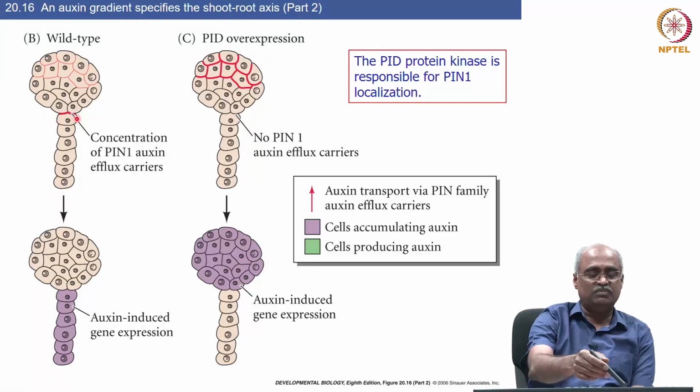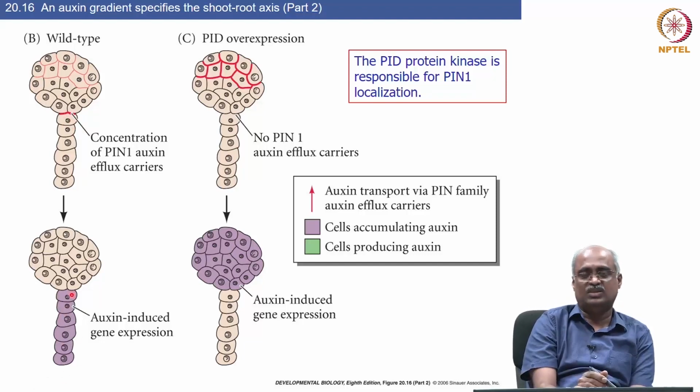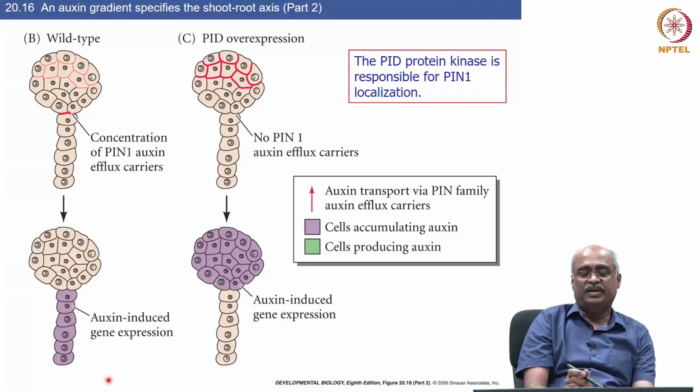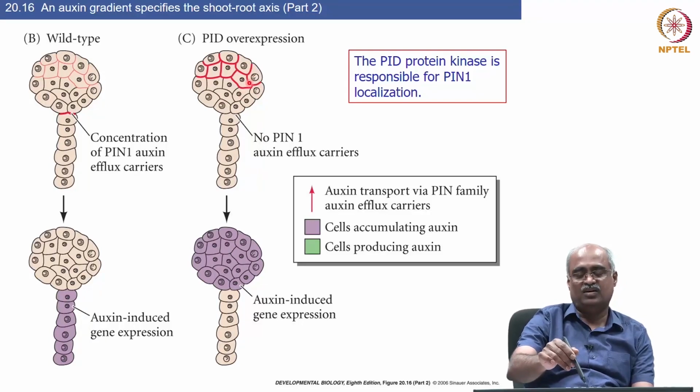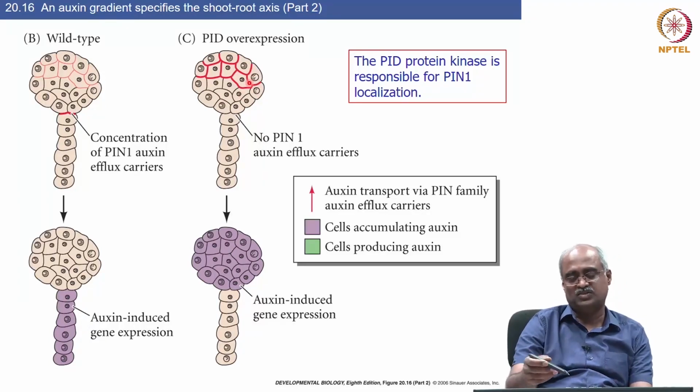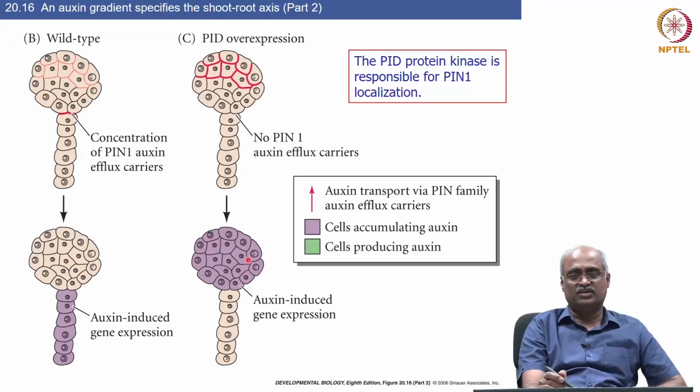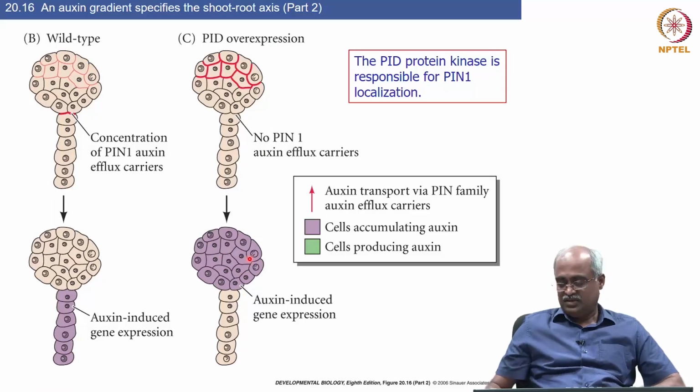If you look at the wild type, due to PIN1 localization here, auxin flowing there induces auxin induced gene expression in these cells, and that is critical for the root development. On the other hand, when you don't have that PIN1 concentration there, auxin flows everywhere, and as a result these cells start expressing auxin target genes, that is auxin induced gene expression, and due to that you have root like structures forming everywhere, and that abrogates the normal embryo development.